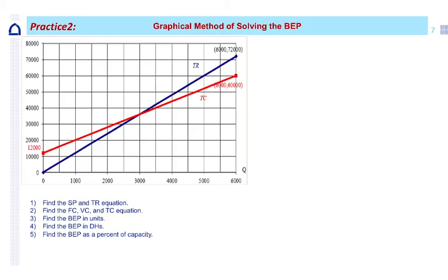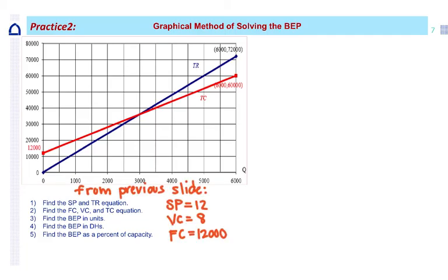Okay, this next slide is a continuation of the same question, so I'll rewrite what we learned on the previous slide onto this slide. We learned the selling price, the variable cost, and the fixed cost, so I wrote those. We did all of that. Now they're asking for the break-even point.